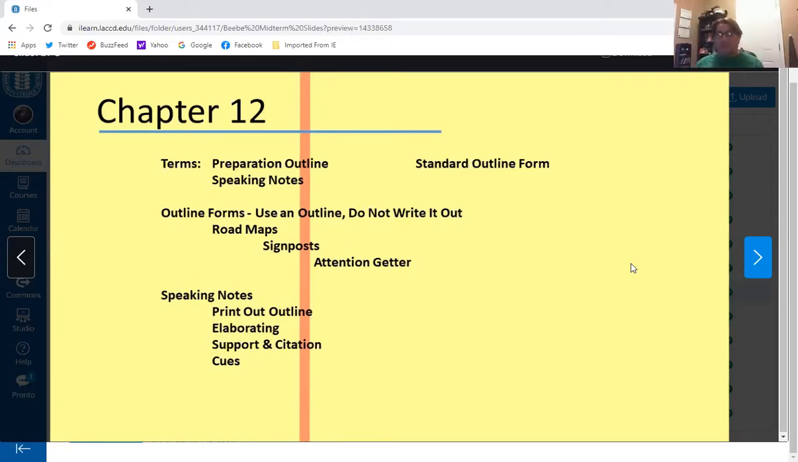Support and citation. The second speech, we're going to be focusing on citation and how to research for it. And of course, the cues to your audience and so forth. Read this stuff in chapter 12 and so forth.